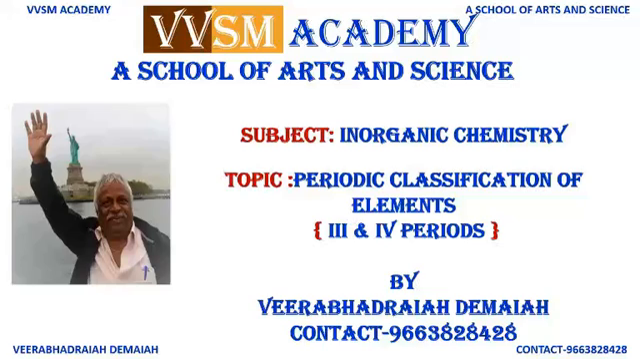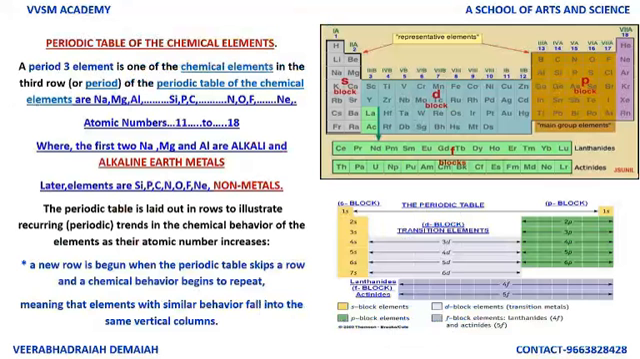In these third and fourth periods of the periodic classification of elements, I would like to discuss the periodic table of the chemical elements. If you observe the periodic table carefully, a period 3 element is one of the chemical elements in the third row, or the third period, of the periodic table. They are sodium, magnesium, aluminium, silicon, phosphorus, sulfur, chlorine, argon.